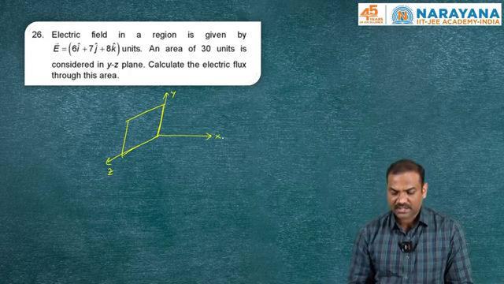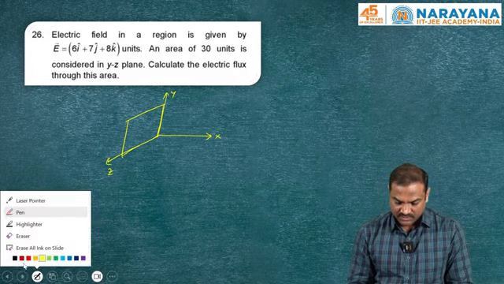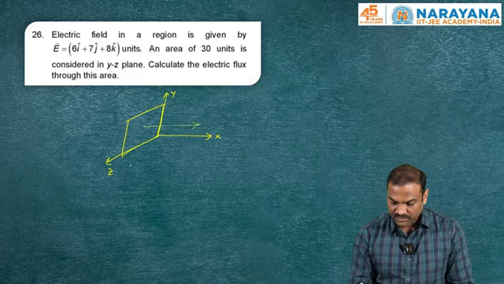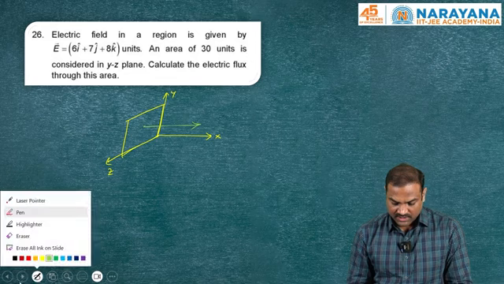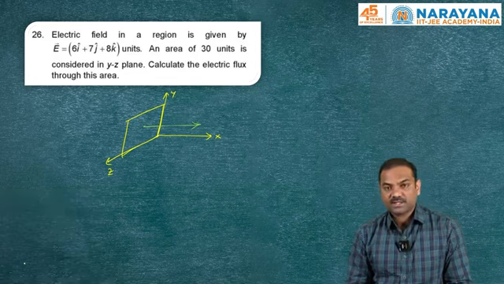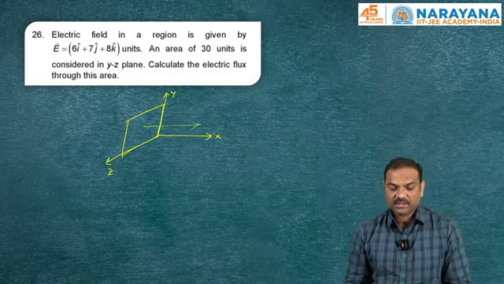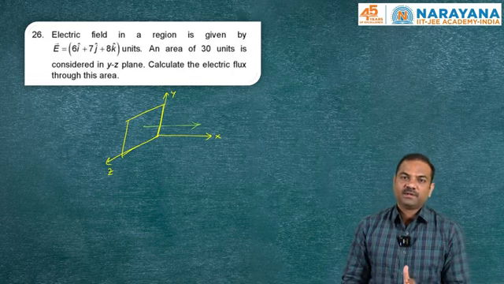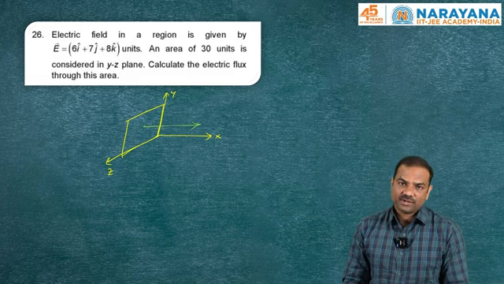Okay, so this is X. Then where will be the normal to the plane? The normal to the plane will be perpendicular to this one, so along the x-axis. So as normal is along the x-axis, we need to consider only the field along the x-axis. Why? Because the remaining field along the y-axis and field along the z-axis will have zero flux.